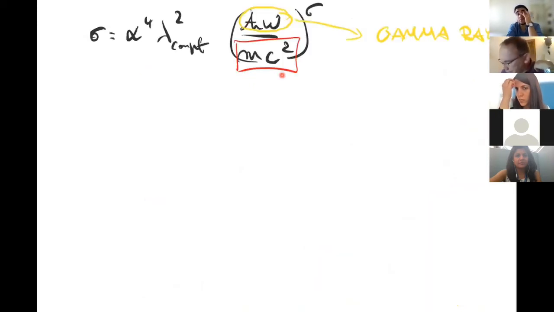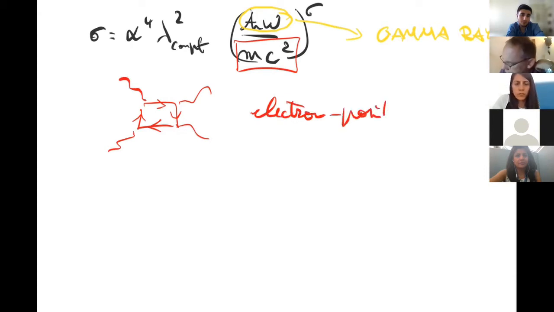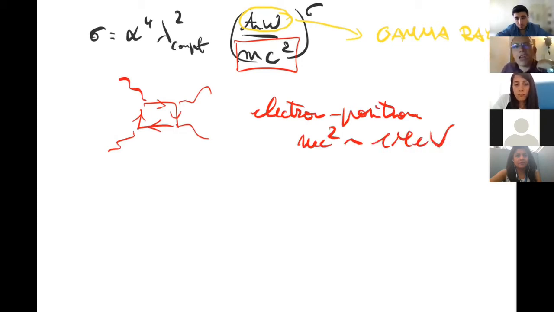So if in the intermediate steps, say here, I draw again this diagram, if in the intermediate steps I have an electron-positron pair, this would be very difficult to achieve because electron-positron have an m c squared which is of the order of 1 mega electron volt. So what could be the way out to reduce the value of this denominator? Any idea?